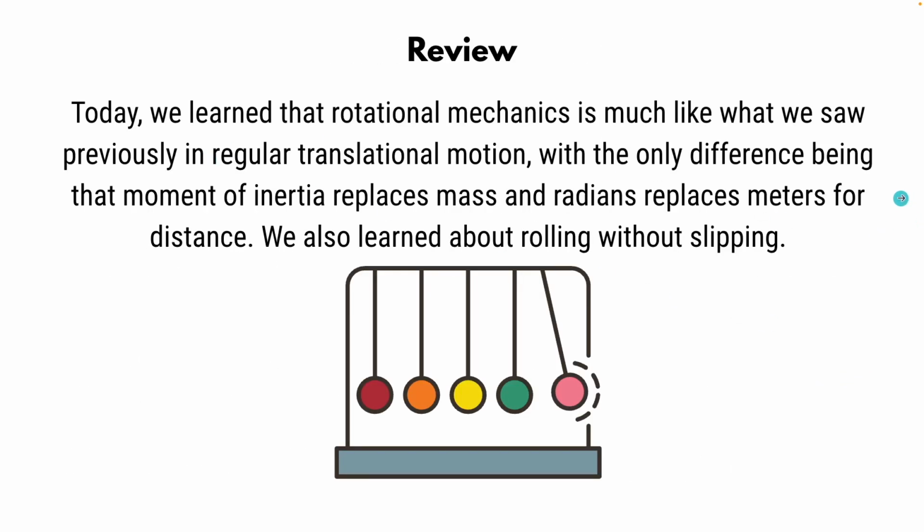Okay. Just to review, today we learned that rotational mechanics is much like what we saw previously in regular translational motion, with the main difference being that the moment of inertia replaces mass and radians replaces meters for distance, right? We also learned about rolling without slipping and the conditions for this phenomenon to happen.